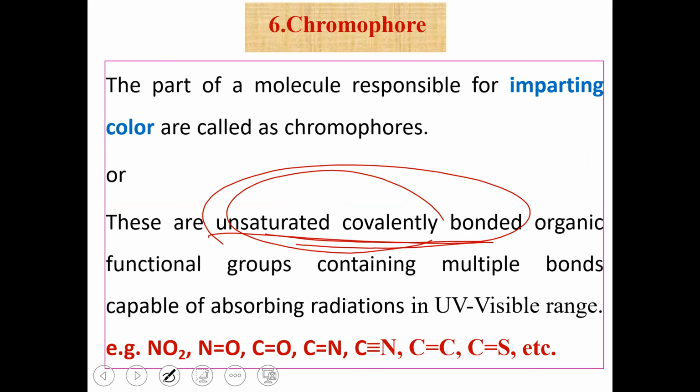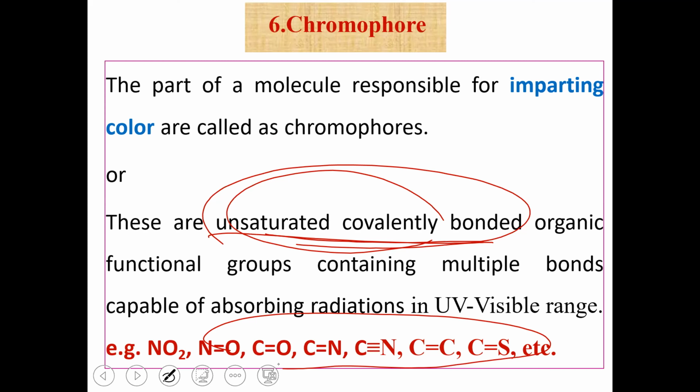You can say they all are unsaturated. Unsaturated means they should have double bonds or triple bonds, with multiple bonds also. So they are responsible for imparting color to the groups. So that's nothing but chromophore, which is very much important for having absorption in the UV spectrophotometer.